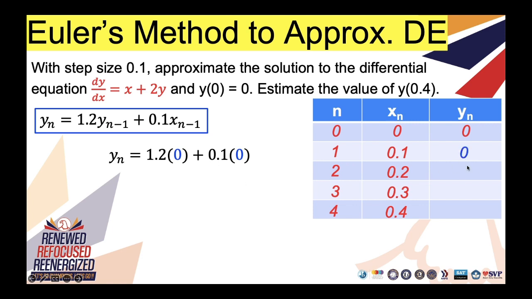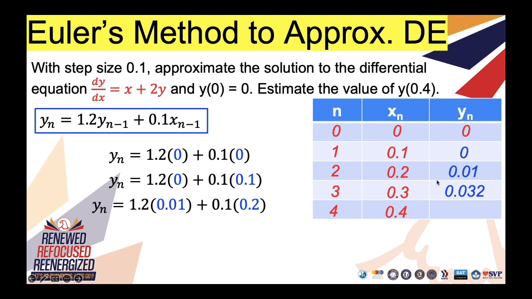Now, for the next y sub n, this is your previous y and this is your previous x, meaning y sub n minus 1, x sub n minus 1 relative to this when n equal to 2. So substituting it, you have this as 0, but then your previous x is 0.1. So computing it gives us a y sub n equal to 0.01. All right? Now, for the next x sub n, which is 0.3, this now is our previous y and previous x. Putting it in the formula will give you this particular y sub n.